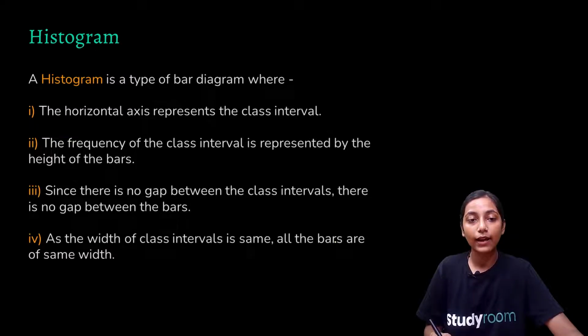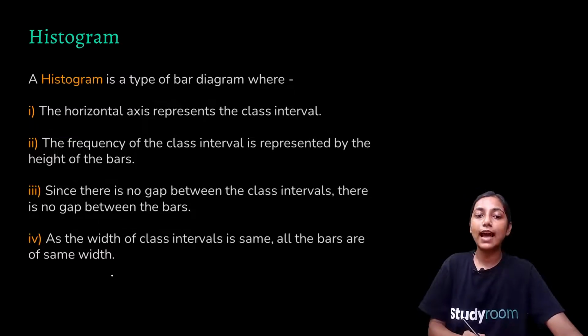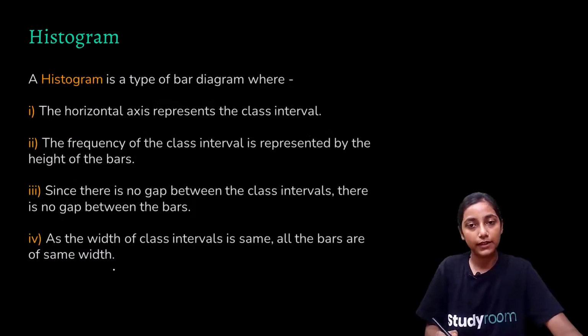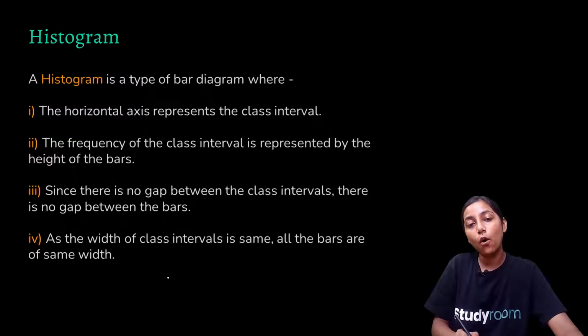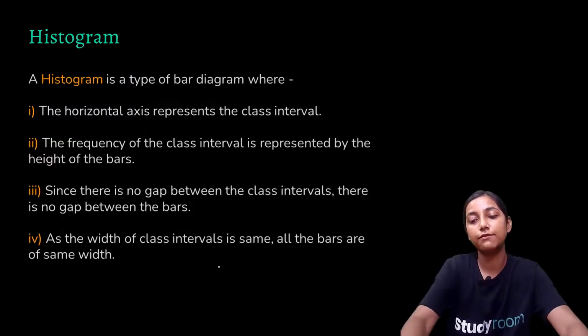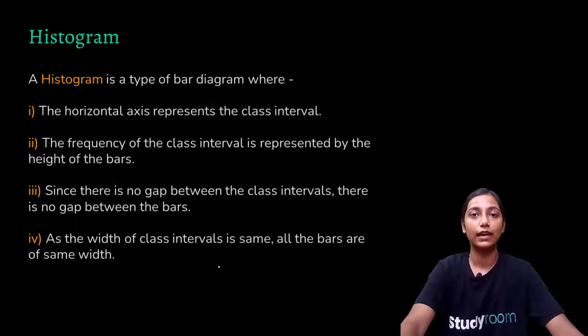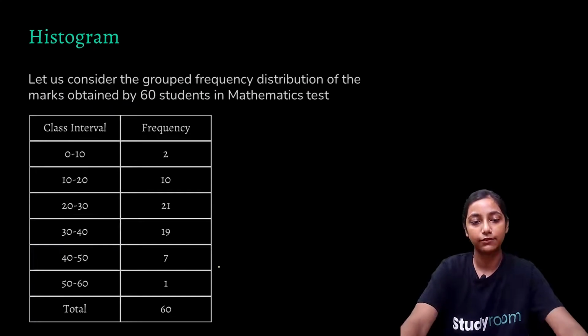We already know that. And the fourth point states that the width of all the class intervals will be the same. That is why all the bars will also have the same width, because the size of class intervals is the same for all class intervals.